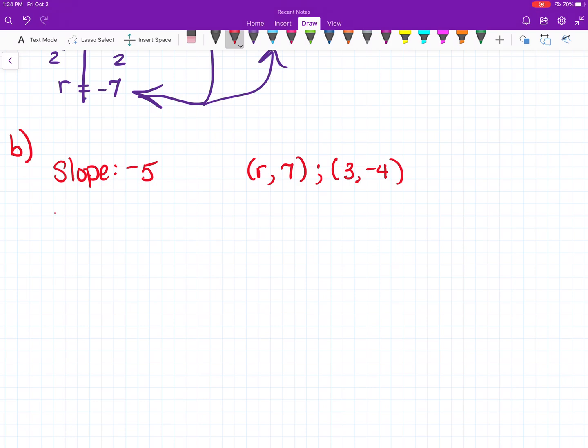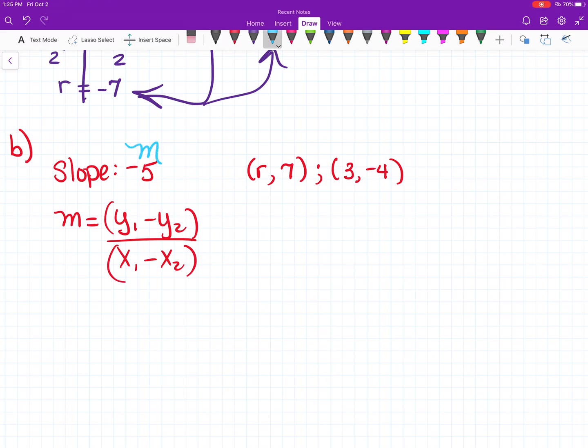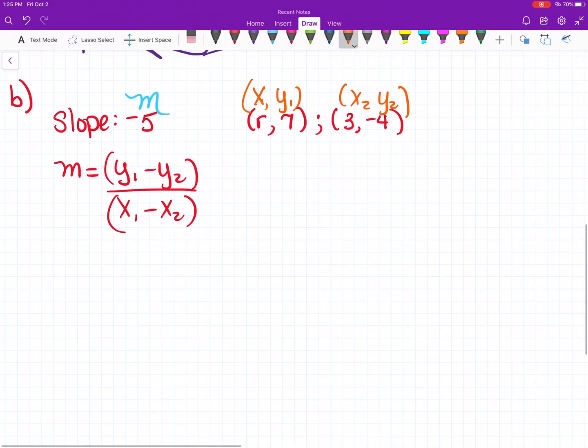Okay, so again, the formula, just in case you forgot, is m equals y1 minus y2 over x1 minus x2. Well, the first thing I need to do is start defining everything. Well, -5 is my m. I'm going to go with x1, y1 as my first group. Doesn't have to be, as long as my ones are together. And x2, y2 is my second set of ordered pairs, okay? Filling in what I know, m is -5.